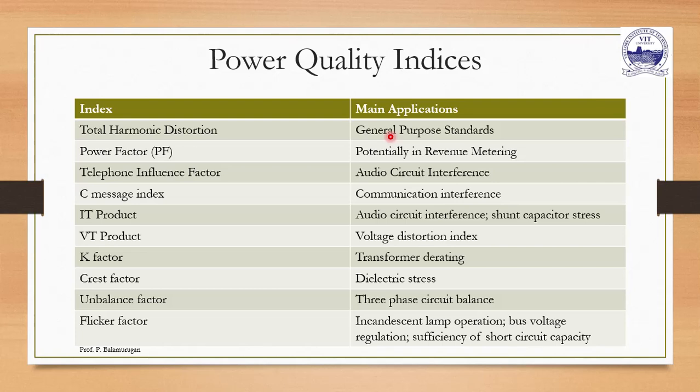VT product is used for quantifying the voltage distortion index. K factor is about the transformer derating. Crest factor is used for measuring or quantifying the dielectric stress. Unbalance factor measures the degree of unbalance in a three-phase circuit. Flicker factor is based on the incandescent lamp operation, the bus voltage regulation and sufficiency of short circuit capacity.